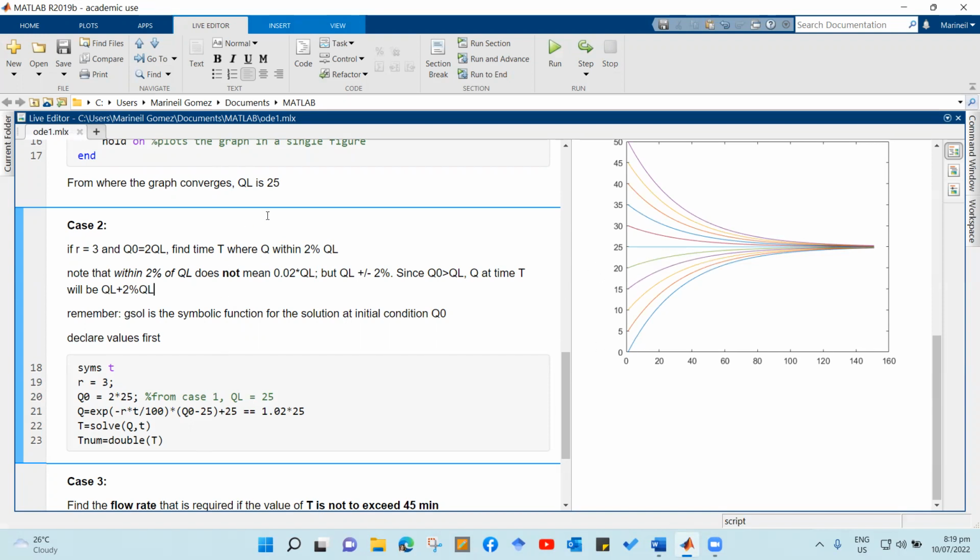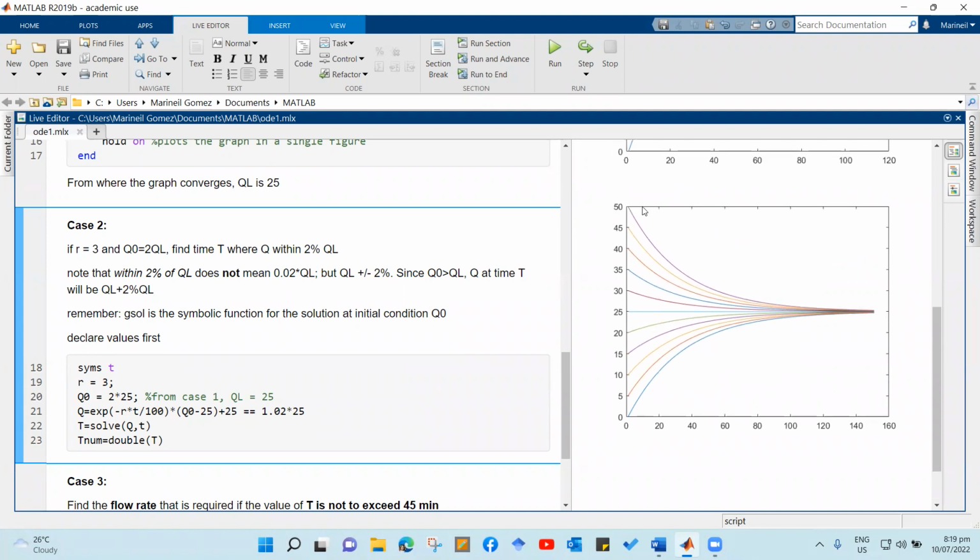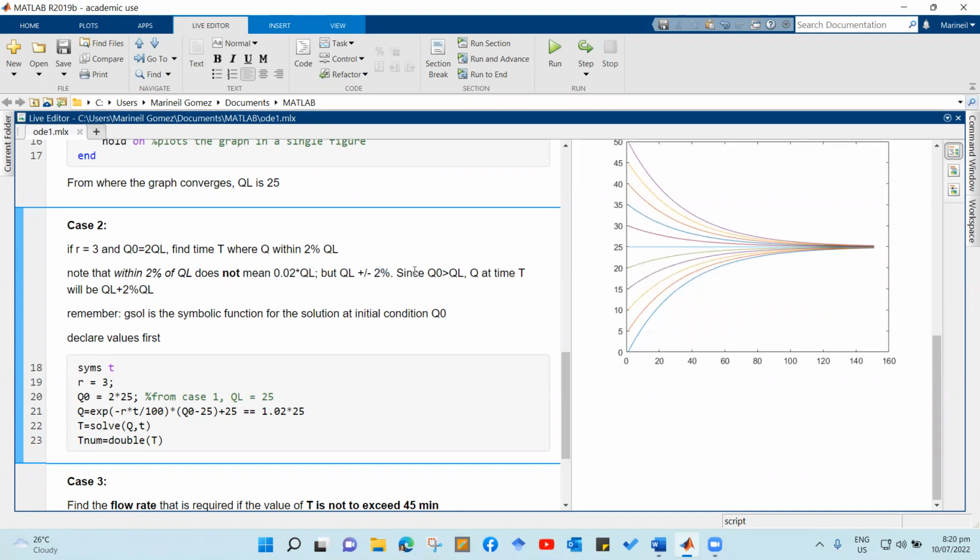But 2% of QL, or 2% of 25, is a very small value. So it's around this value. If the initial condition of our QL is 25 and our initial salt concentration is 50, it would never go down to 2% of QL, which is 0.02 times 25. What this means is that your value of Q must be plus or minus 2%, so it's either 98% or 1.02%.